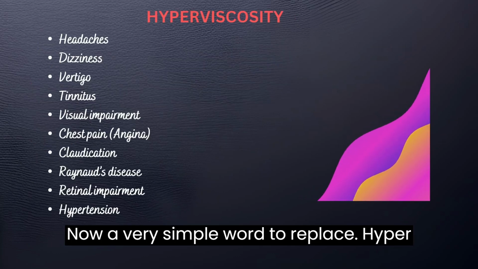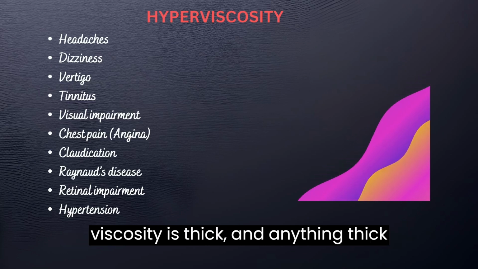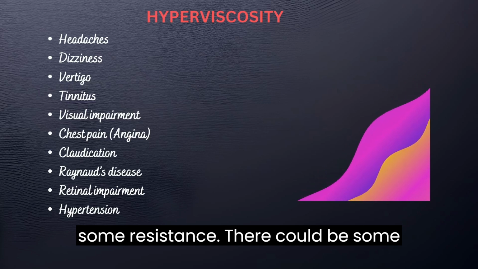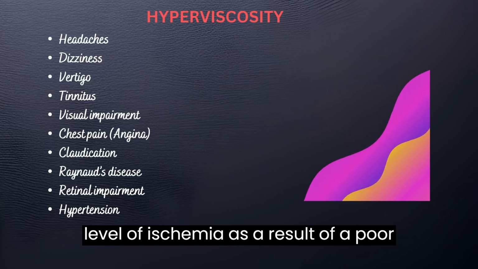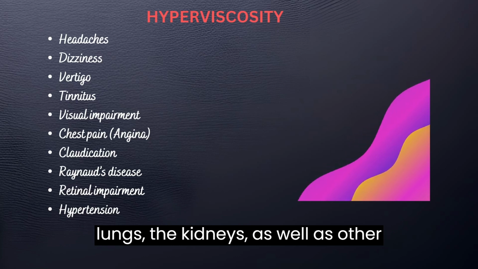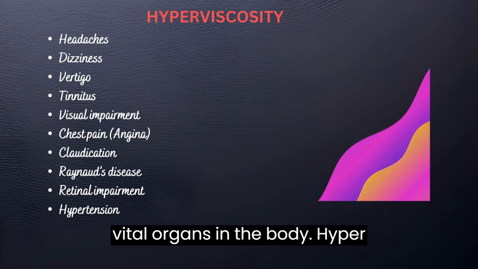So very simple word to replace hyperviscosity is thick, and anything thick flows very badly and flows with quite some resistance. There could be some level of ischemia as a result of a poor perfusion of the brain, the heart, the lungs, the kidneys, as well as other vital organs in the body.